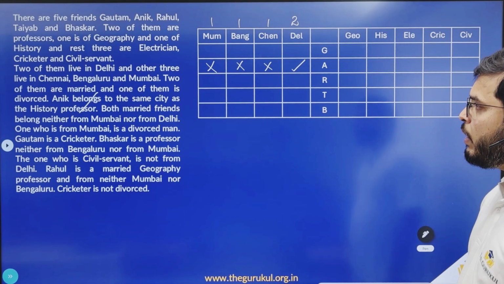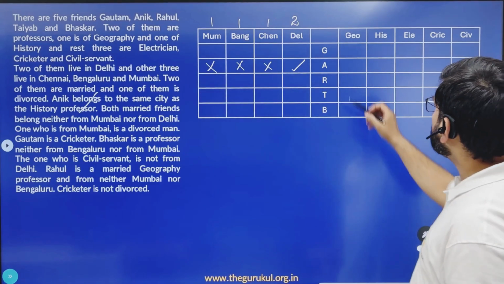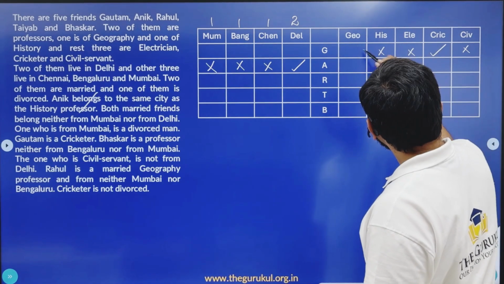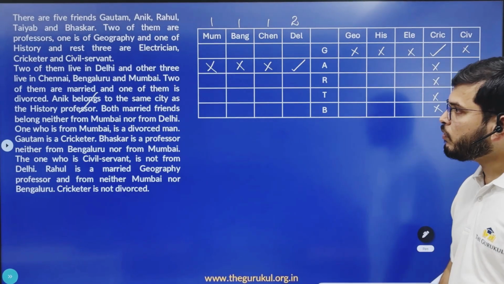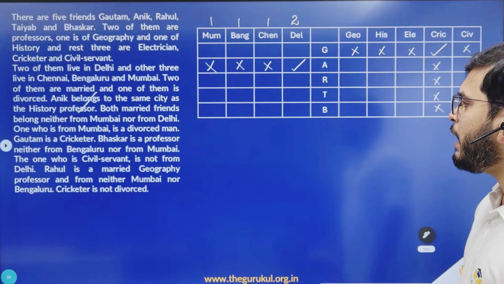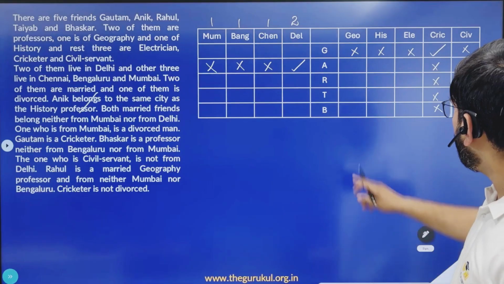Now one who is from Mumbai is a divorced man. G is a cricketer. So we have five persons belonging to five different professions. So these could be crosses. B is a professor neither from Bangalore nor from Mumbai. Right. So B is a professor.